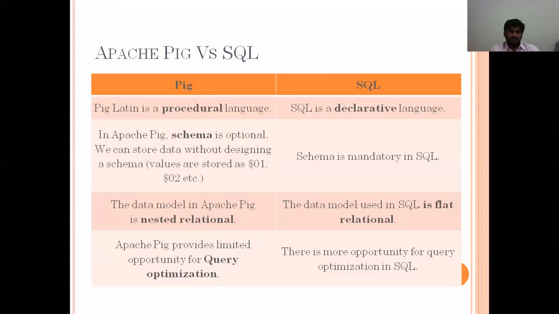We already know that Apache Pig is similar to SQL. Then what are the similarities, and how can we differentiate these two? Pig Latin is a procedural language, and SQL is a declarative language. In Apache Pig, the schema is optional. Why? In Structured Query Language we definitely have queries, but here the schema is optional. We can store the data without designing a schema. The values are stored as $0, $1, $2. So it may take some cost.